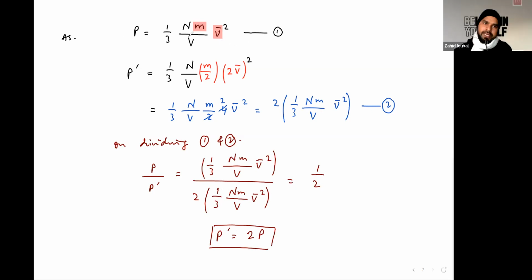So related to this part, questions will be only like this: number of particles becomes 1/3, mass becomes twice, and velocity becomes half. These different problems will be asked related to this part. So just use the formula, write the given condition, and just divide them with the actual part. You'll get your answer. Just write it down.